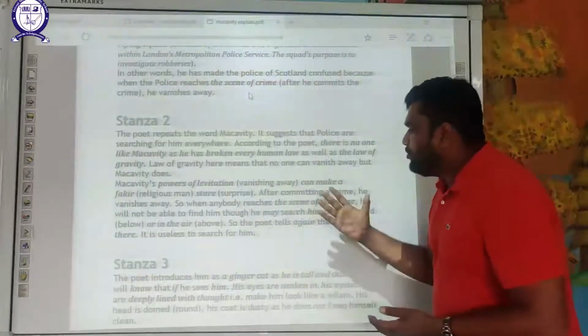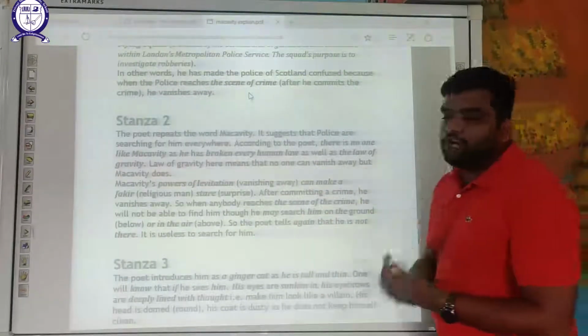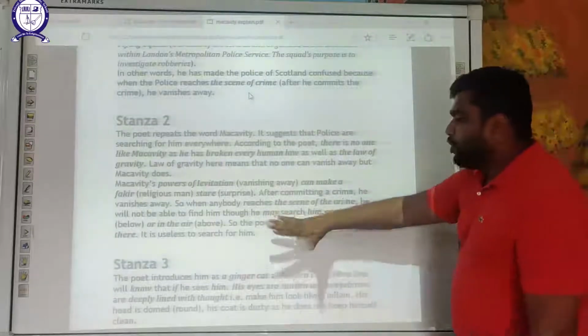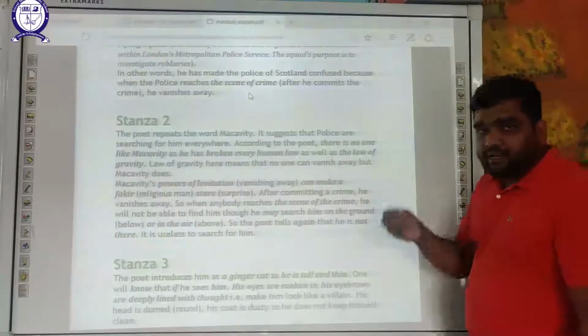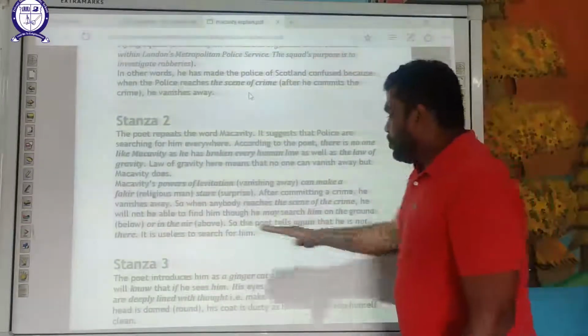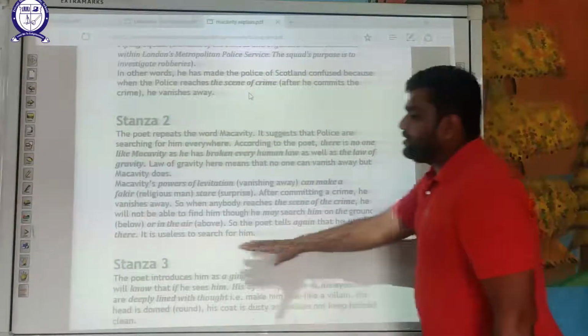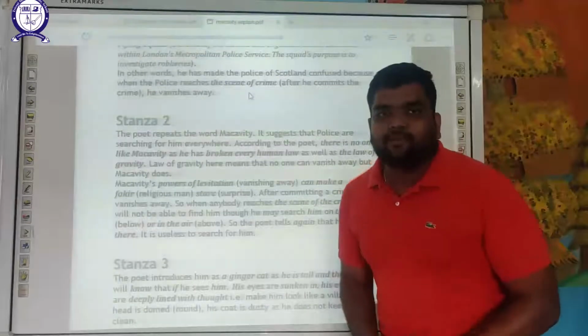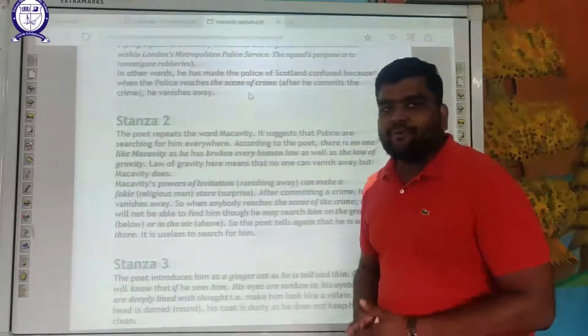So when anybody reaches the scene of the crime, he will not be able to find him, though he may search him on the ground, that is below, or in the air, that is above. So the poet tells again that he is not there. It is useless to search for him, to search for Macavity, the mystery cat.